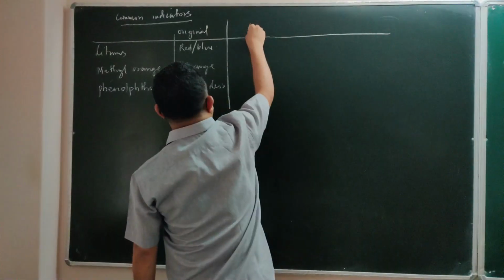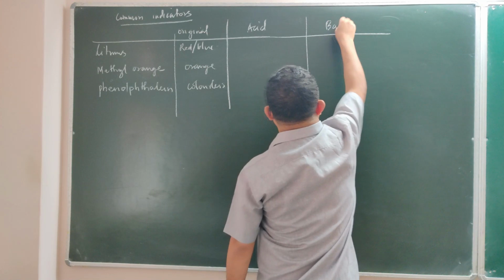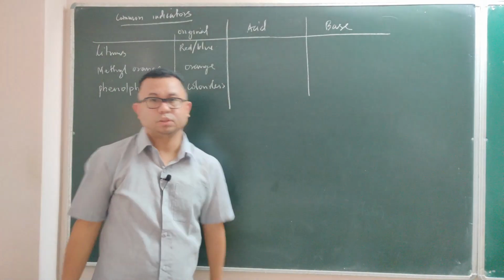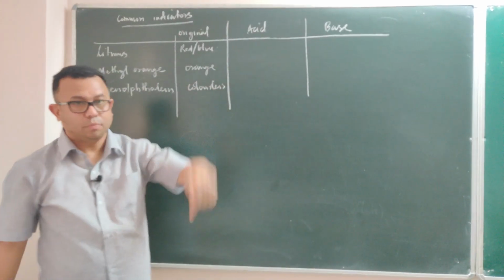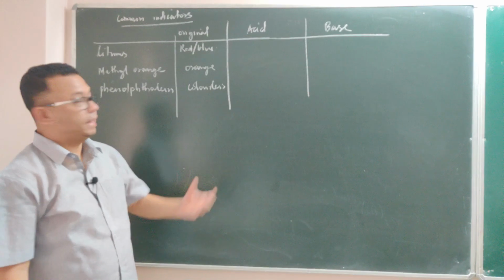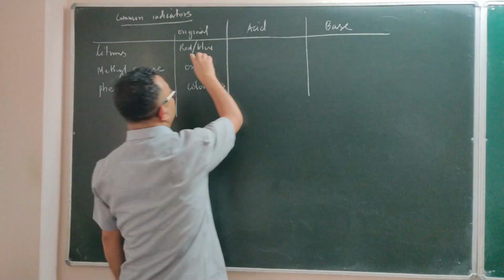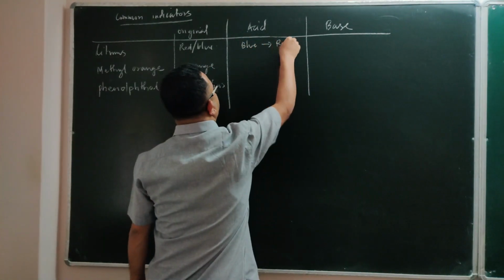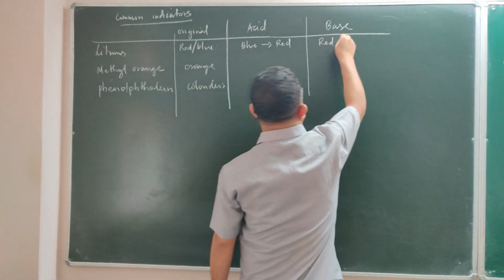Now what happens in an acid and what happens in a base? You have to remember this, so you can learn this one. When you put a red litmus in an acid, nothing happens, but when you put a blue litmus in an acid, the blue turns red. Similarly in a base the opposite happens: red litmus turns blue.